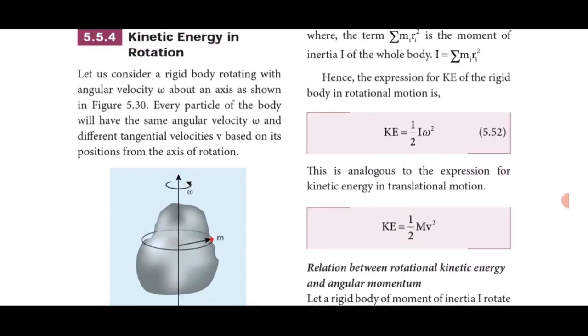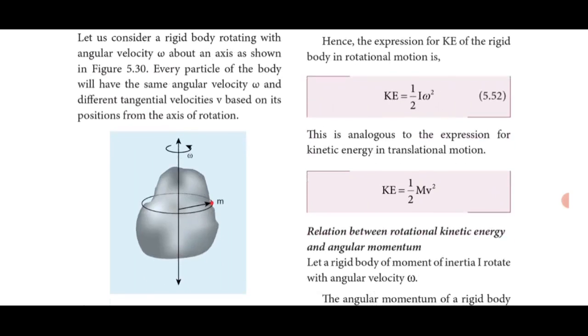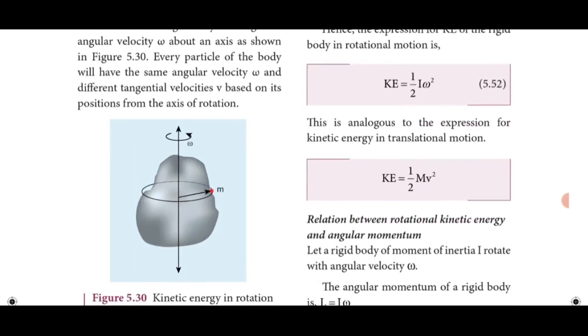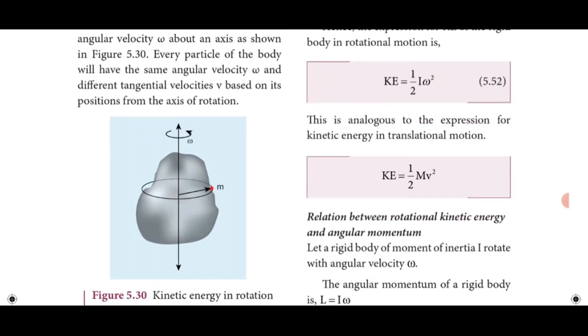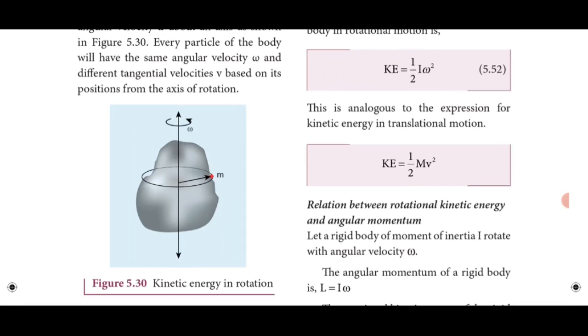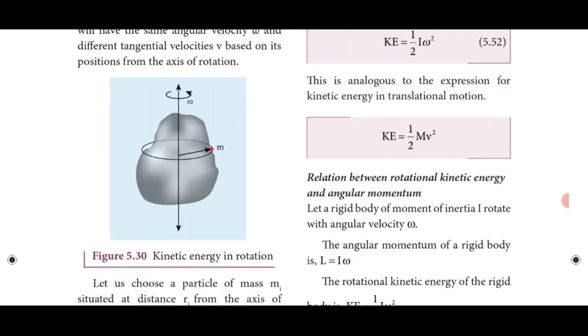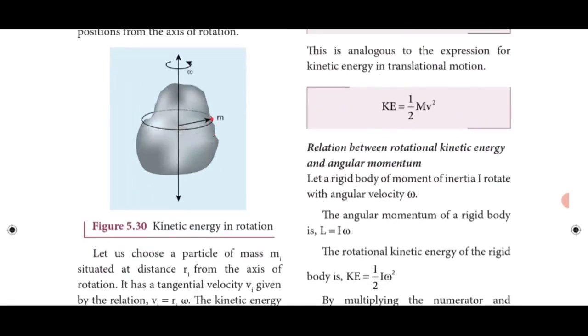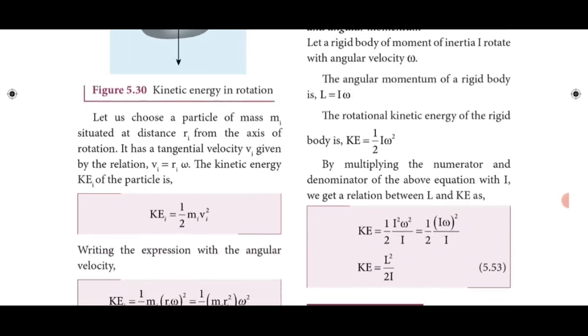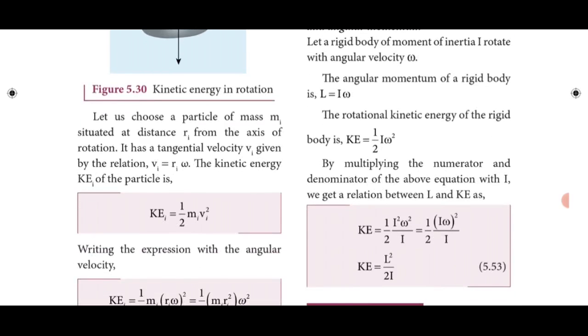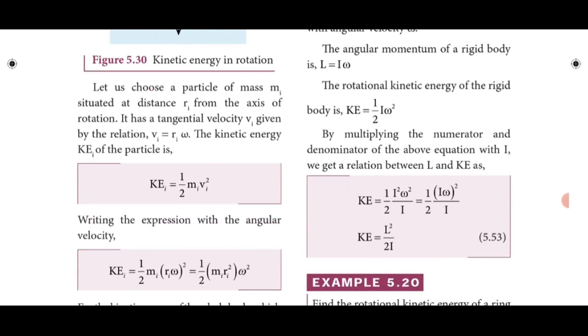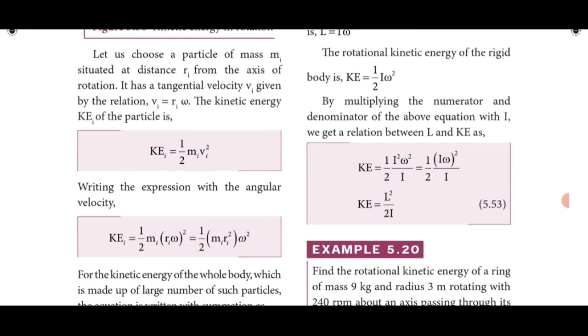Let us consider a rigid body rotating with the angular velocity omega about an axis. Every particle of the body will have the same angular velocity omega and different tangential velocities v based on its position from the axis of rotation. So two velocities are here: one is the angular velocity omega and the other is the tangential velocity v. Let us choose a particle of mass mi situated at a distance ri from the axis of rotation.